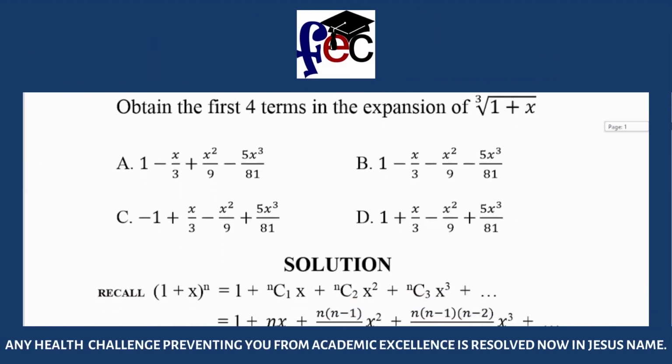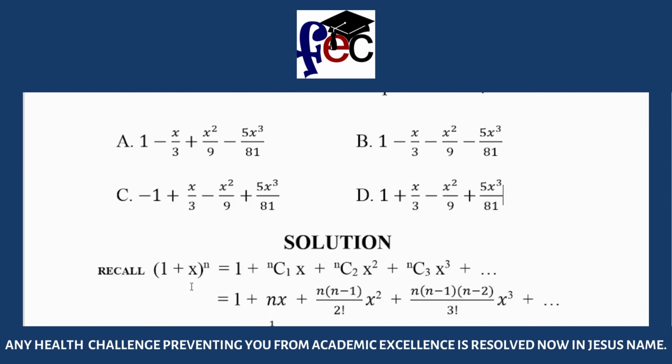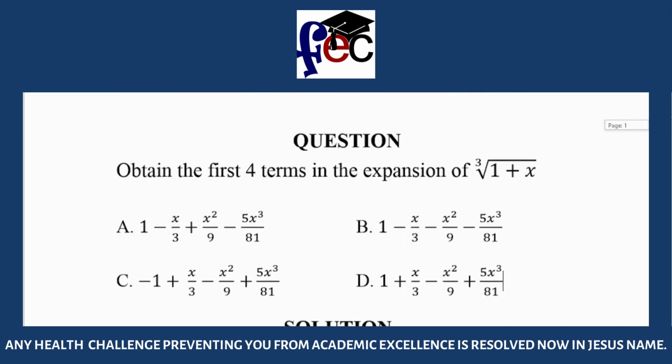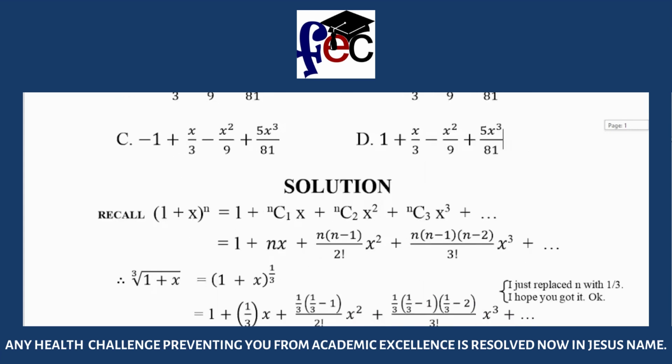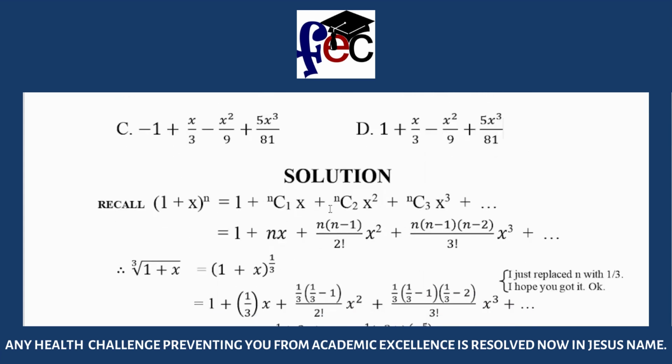So, solution. You need to recall from binomial expansion that (1 + x)^n is the same thing as 1 plus nC1 x plus nC2 x squared plus nC3 x cubed plus nC4 x raised to power 4, and it continues like that until it gets to nCn x raised to power n. But since the question says we should obtain the first four terms in the expansion, we just need to count the first four terms of our binomial expansion.